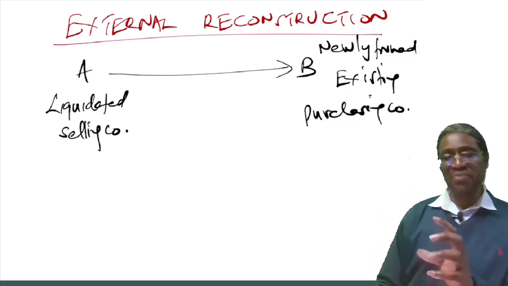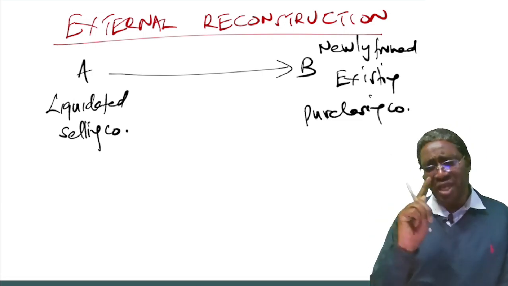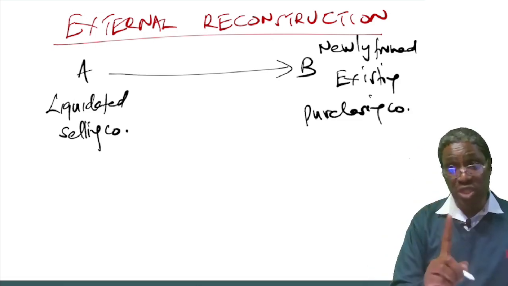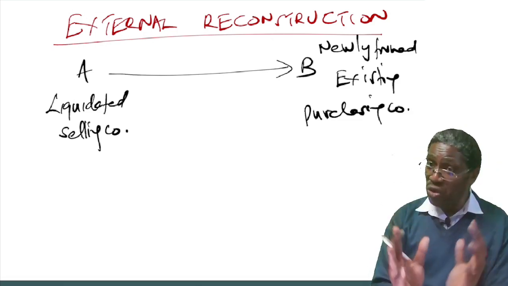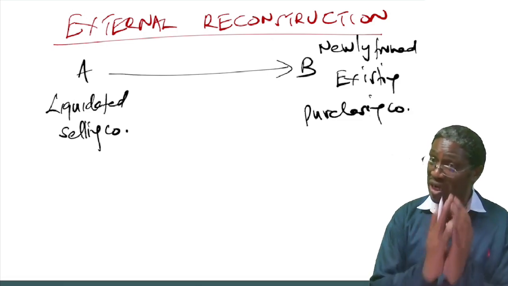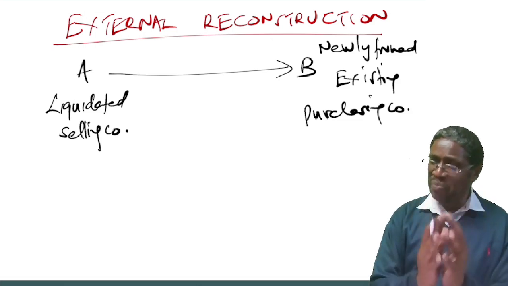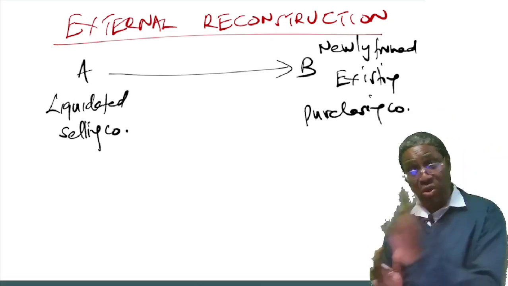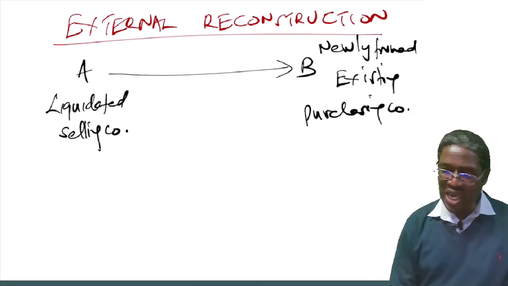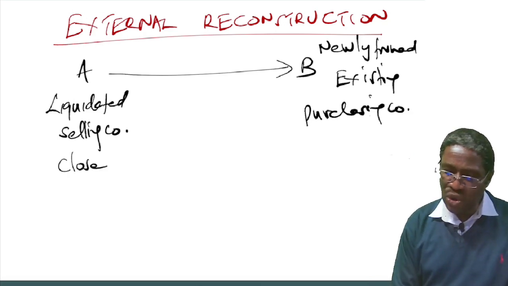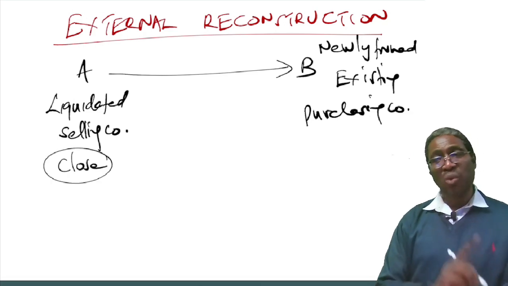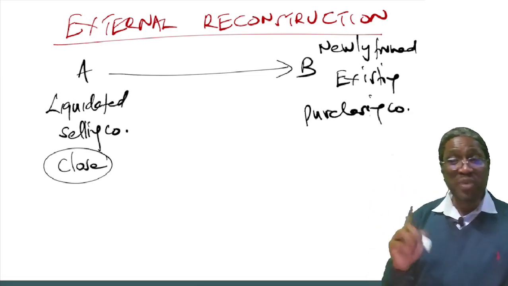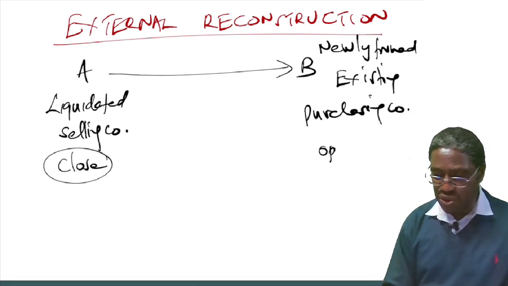Okay, good. Now, company A has to be liquidated, meaning they have to close their books. When a company is liquidated, assets are sold and the stakeholders are paid. So company A normally has to close their books, while company B, which is buying company A, will open their books.